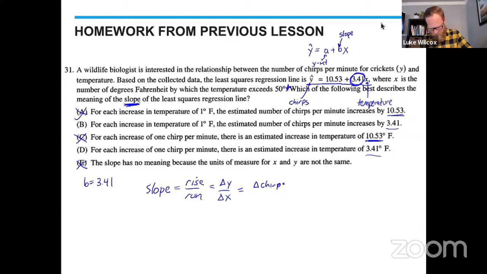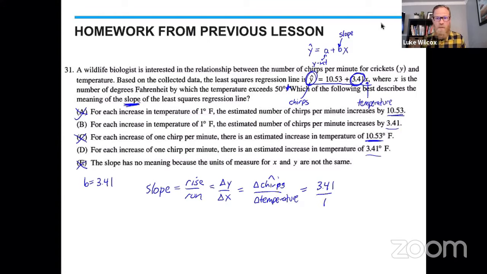And if we want to get technical here, it's not just the number of chirps, it's actually the predicted number of chirps. That's why we include that hat on top of the y. And then on the bottom, the change in x is really going to be the change in temperature. Now, we know what the slope is. We know the slope is equal to 3.41. But I'm going to write that as a fraction of 3.41 over 1.